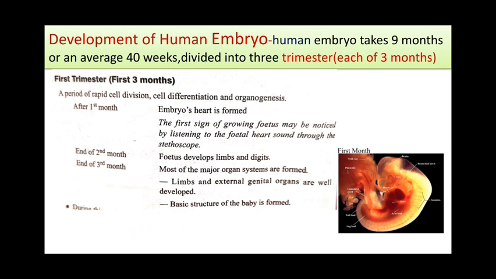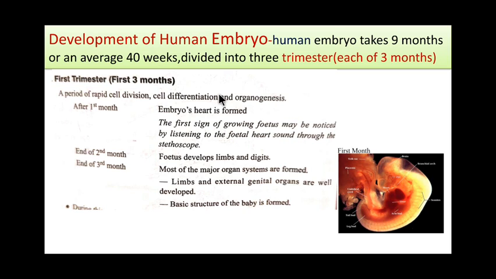Now next is development of the human embryo. The human embryo takes 9 months to develop, or an average of about 40 weeks from fertilization till birth, and this time is commonly divided into 3 periods, each of 3 months, called a trimester. In the first trimester, rapid cell division occurs, cell differentiation occurs, and organogenesis occurs. Here you can see the first month fetus, and this is a critical time in the development.